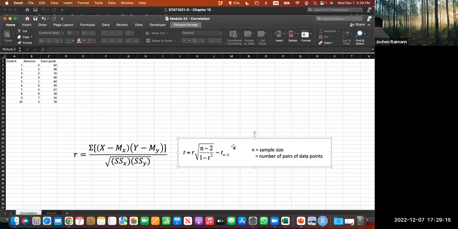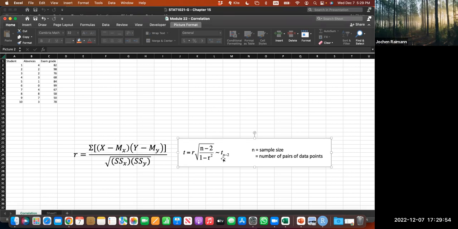So in the knowledge of your R and the knowledge of your sample size, minus 2, you essentially have now the possibility to determine a t-score. And that t-score has, like every other t-score, a critical value. The difference now is that your degrees of freedom are calculated differently, because now you have to subtract 2 rather than 1.